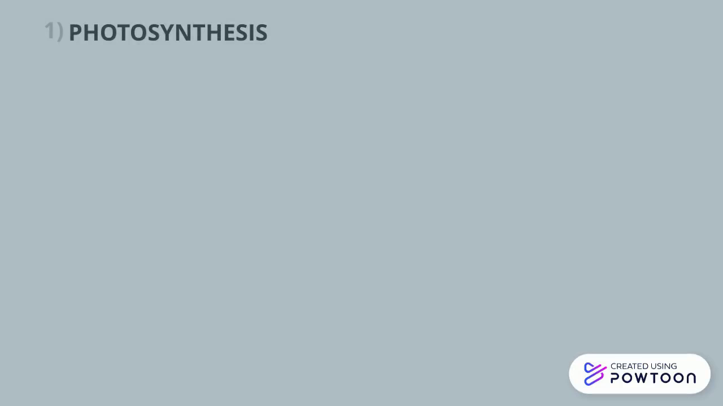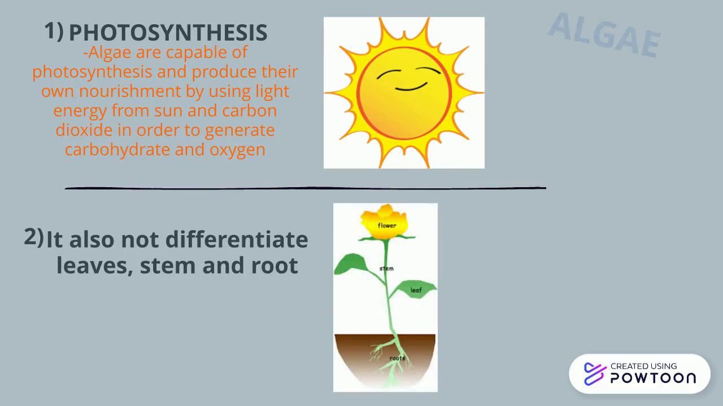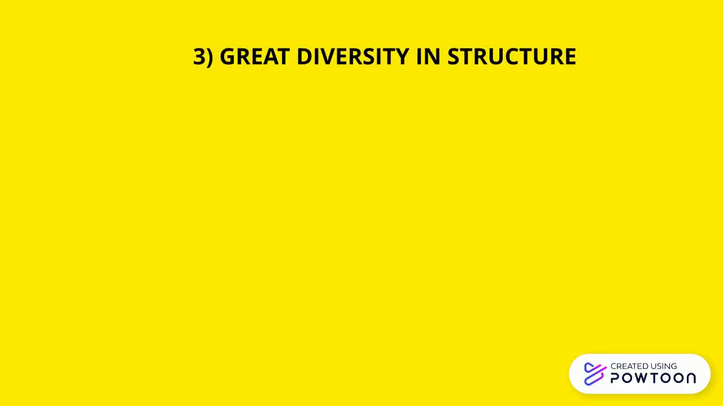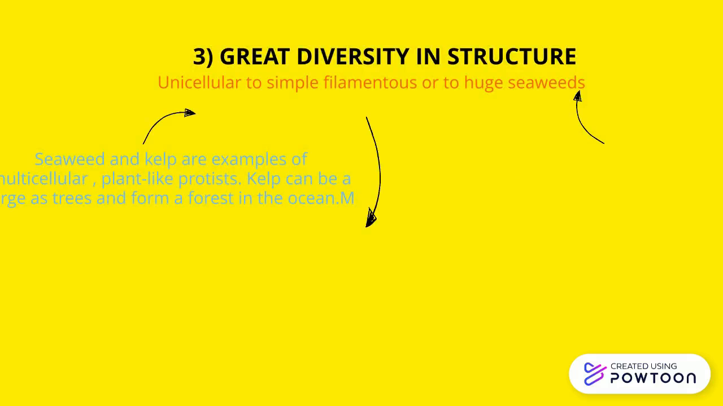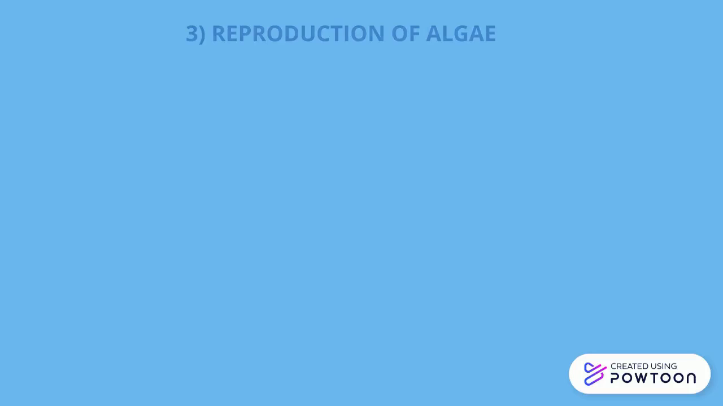The first unique characteristic of algae is photosynthesis, which can produce their own nourishment by using light energy. The second one is that they do not differentiate into leaves, stem, and root. Third is the great diversity in structure, from unicellular to simple filamentous to huge seaweeds. There are 4 areas that describe the great diversity. There are 2 types of reproduction of algae, sexual and asexual.